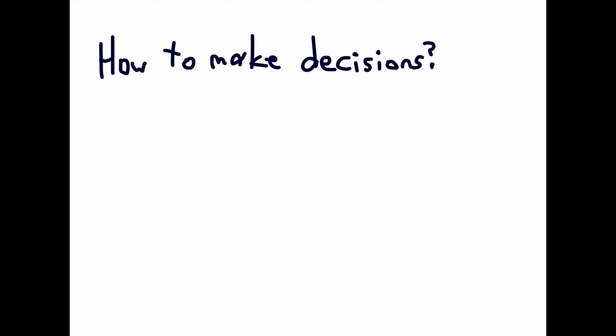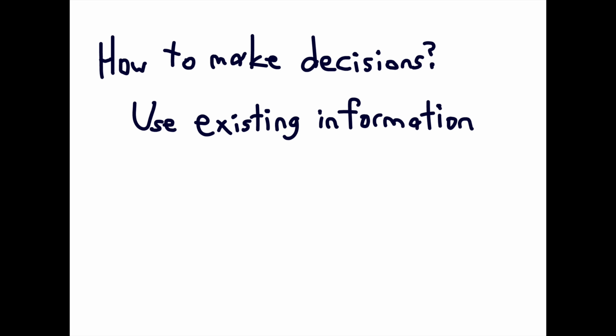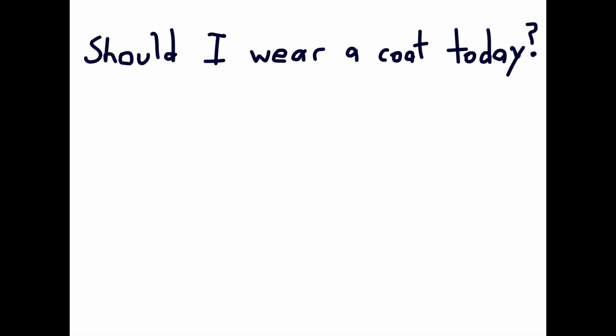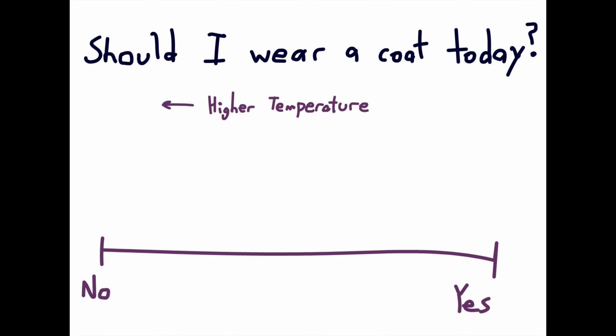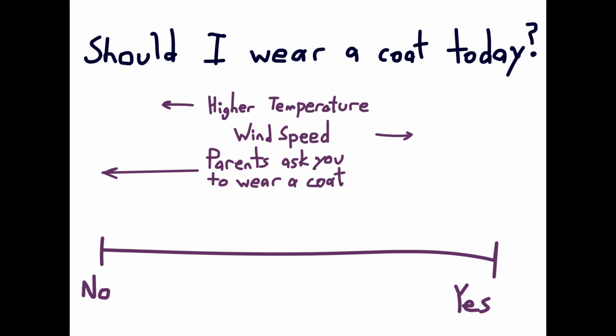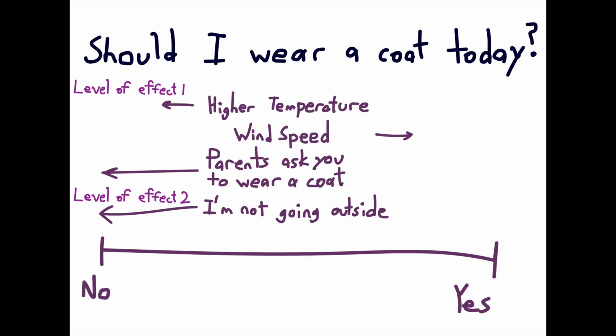Often, when you're making decisions, the choice comes down to a variety of factors. For example, should I wear a coat today? The decision could be based on the temperature outside, how windy it is, if your parents ask you to put on a coat, and if you're going outside at all. These different factors all probably have a different level of effect on the outcome, or weight.